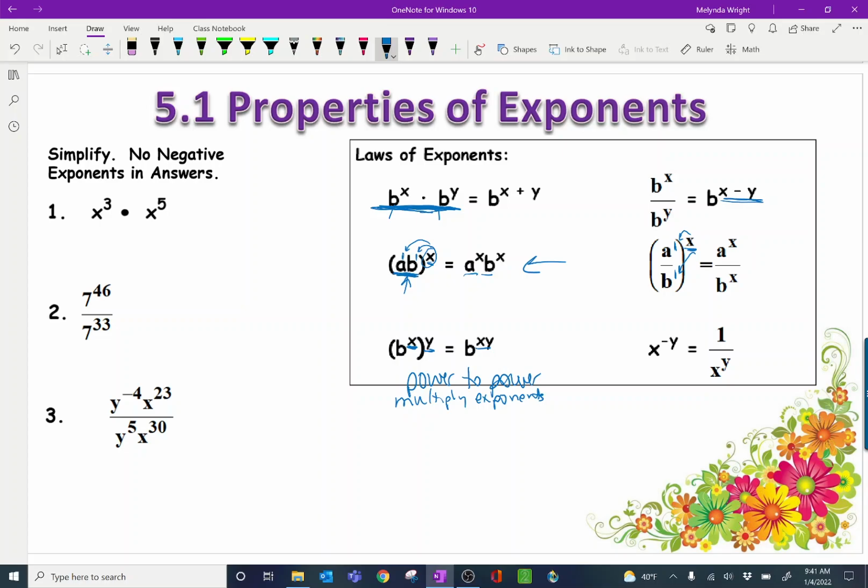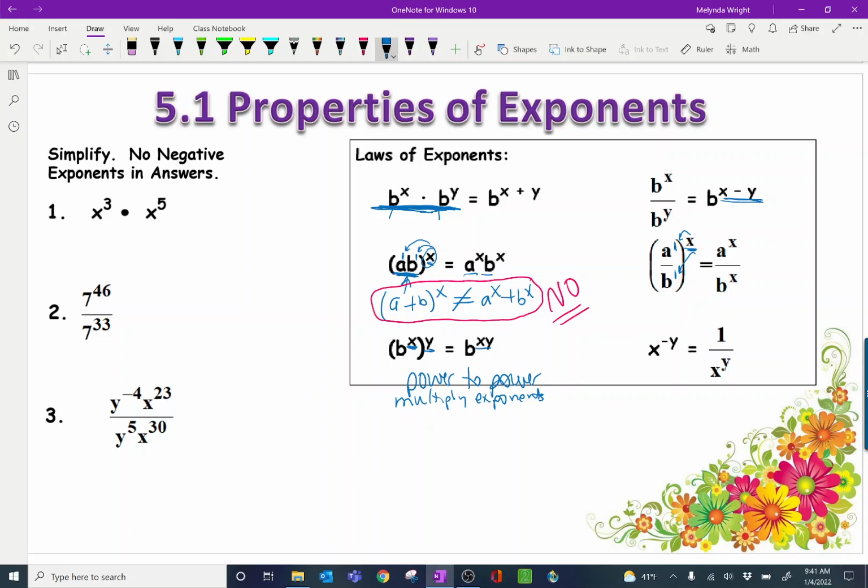Now, let's be sure we recognize that these exponent rules do not work. So let's go back to this one. This exponent rule does not work if I had something like a plus b to the x. That does not equal a to the x plus b to the x. That's a huge source of mistakes for students. So that is a big no. We can't do that.